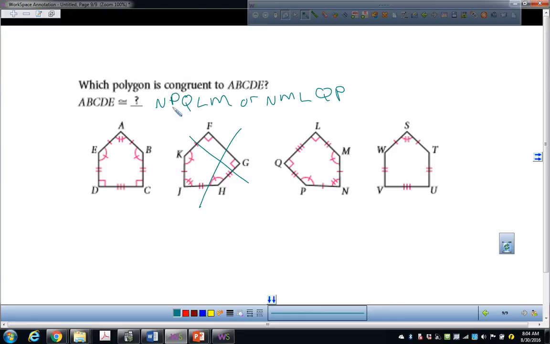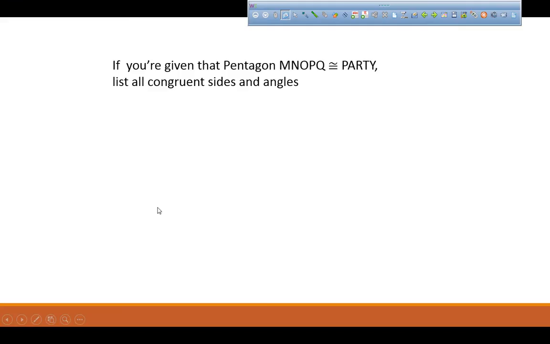But if you name this one like MLQPN, it wouldn't be exactly correct because you wouldn't be matching up the corresponding sides. Get that? Okay.